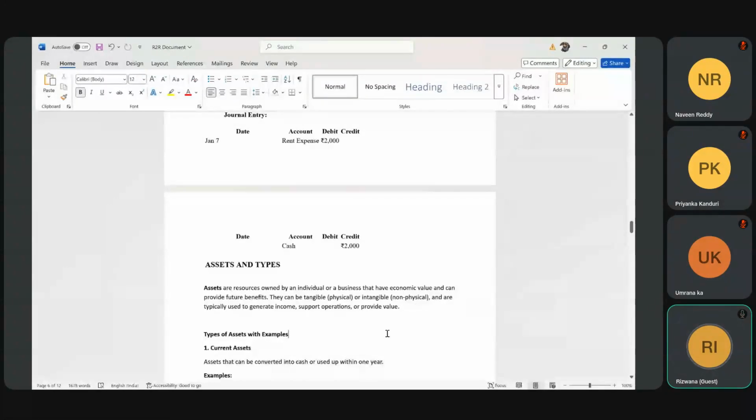Okay. So we have assets and types. Topic today starts with assets and types. It's all there in your content. You can just recheck once I share these notes with you guys.